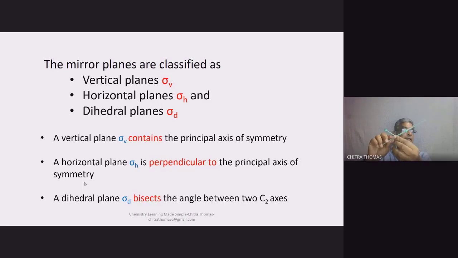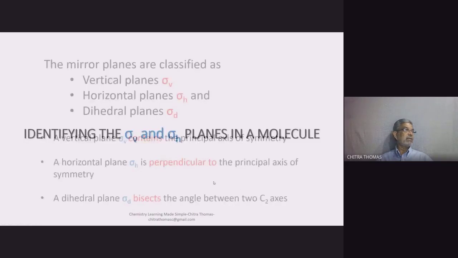So this is a sigma V plane. This is a sigma V plane. This is a sigma V plane. Whereas the molecular plane is this. This is perpendicular to what? The C3 axis. So a vertical plane sigma V contains the principal axis of symmetry. A horizontal plane sigma H is perpendicular to the principal axis. A dihedral plane bisects the angle between two C2 axes.